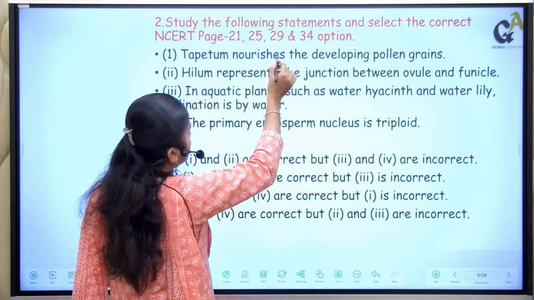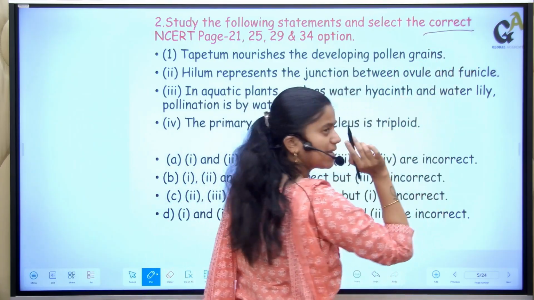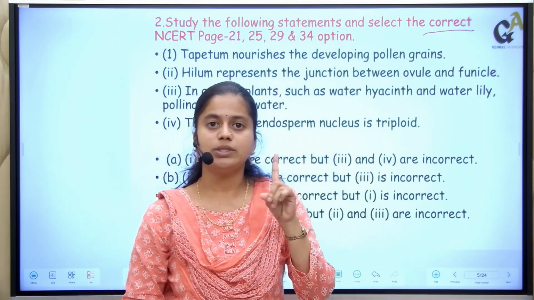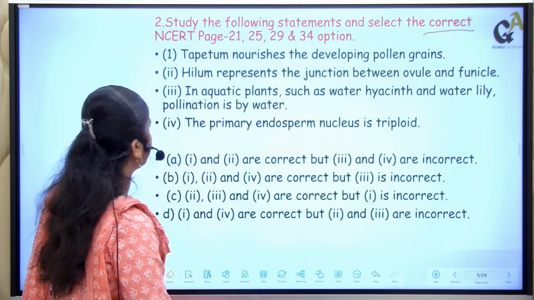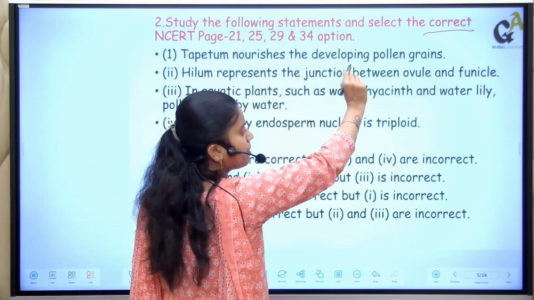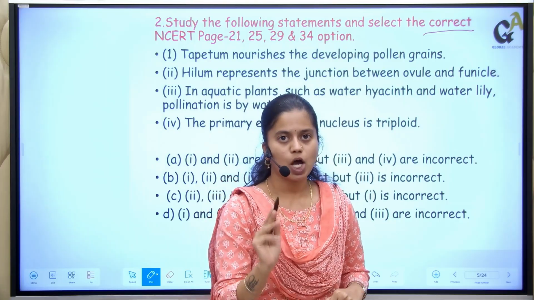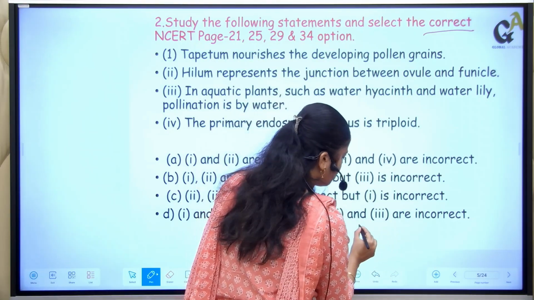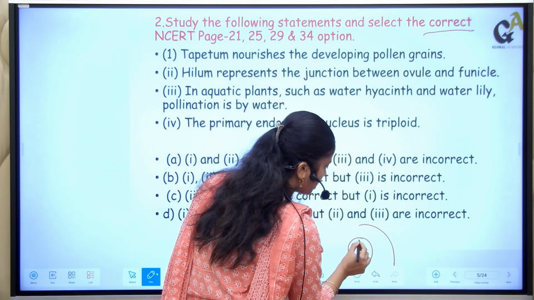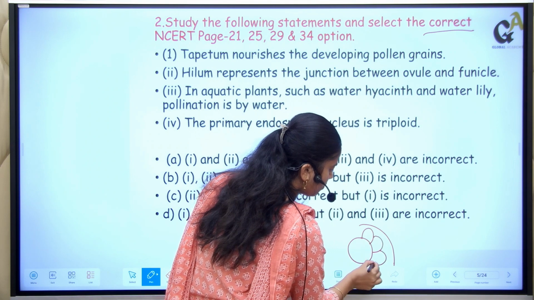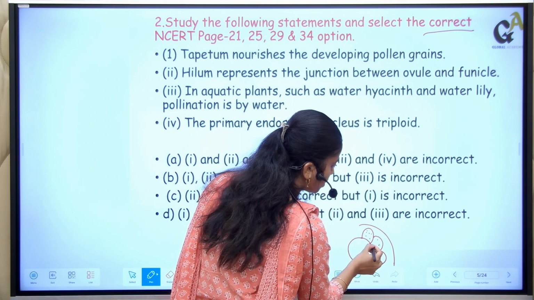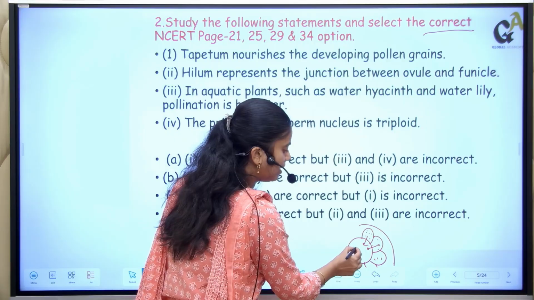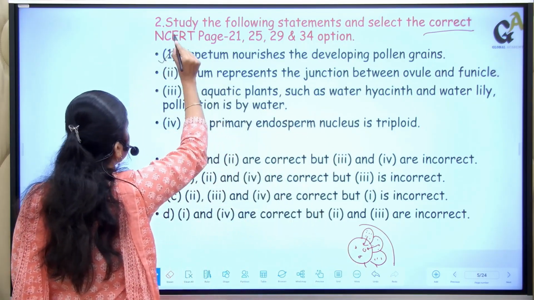What they have asked: among the following statements, select the correct ones. Please understand the word, what they have asked, whether correct or incorrect. Here they have asked to tick only the correct statements. Let us see one by one. The tapetum nourishes the developing pollen grains. Is it correct? Obviously, because the tapetum is the tissue present nearer to the pollen grains. Do you remember? Here pollen grains were present, and attached to that, a large number of tapetum cells were present, and these tapetum cells provide direct nourishment to the young developing pollen grains. So our first statement is correct.